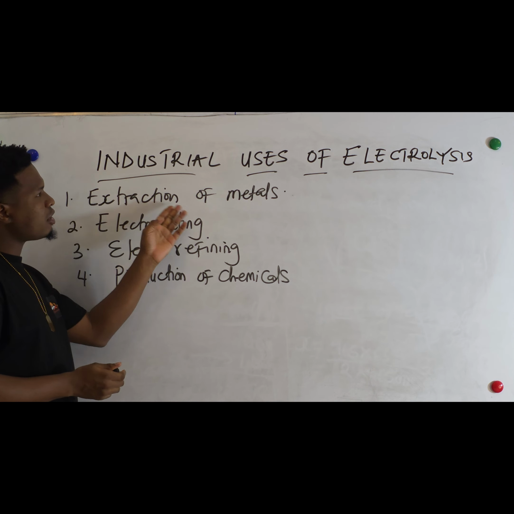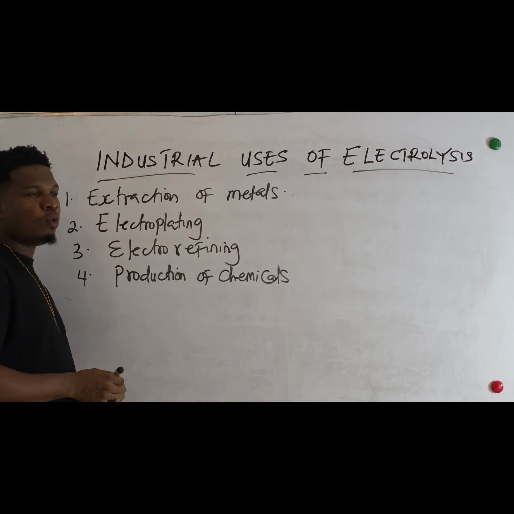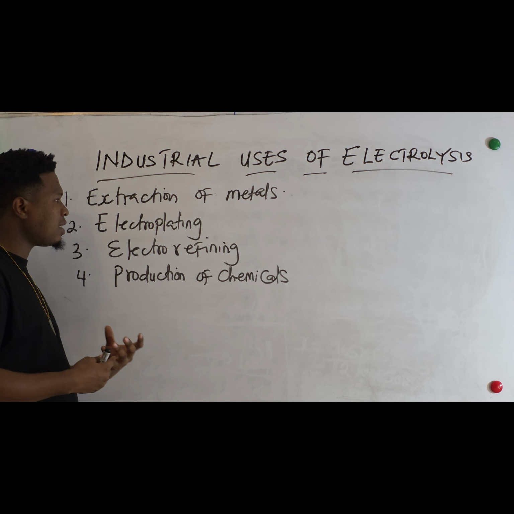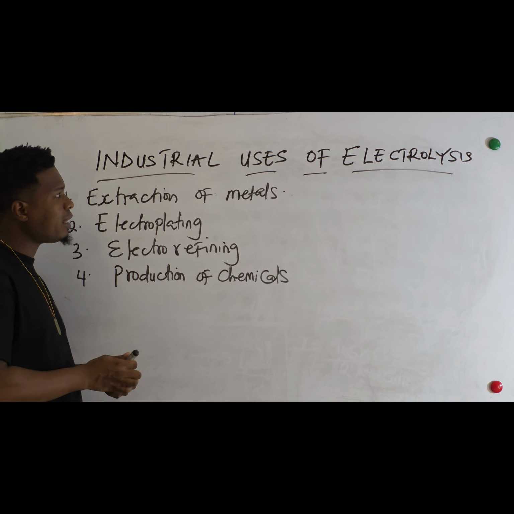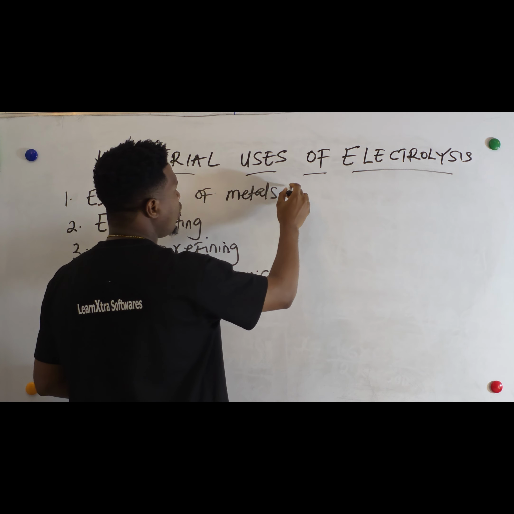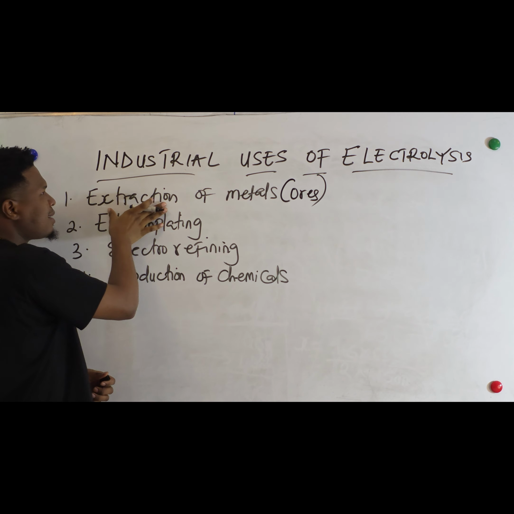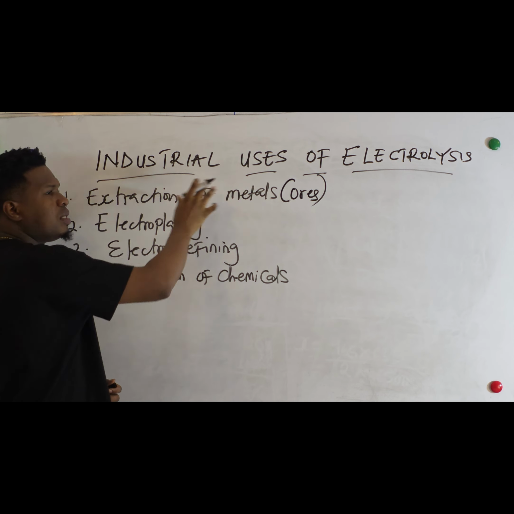The first one is extraction of what? Metals. We normally use electrolysis for purification, to purify or extract a metal from its ore, because these metals come in ores, so they are not pure. So extracting them from the ore can be done using electrolysis.